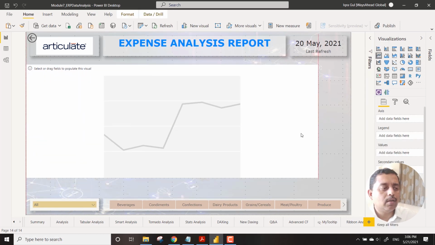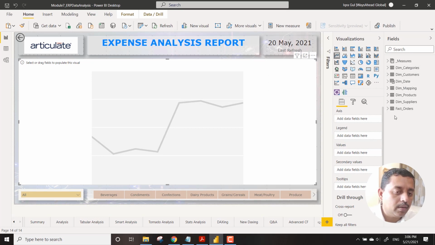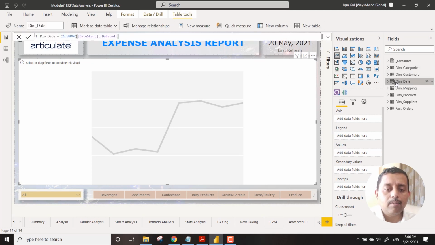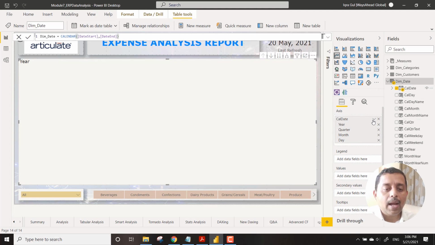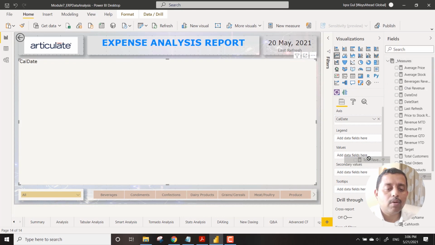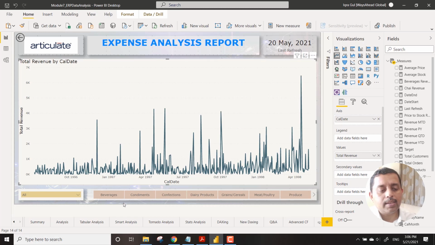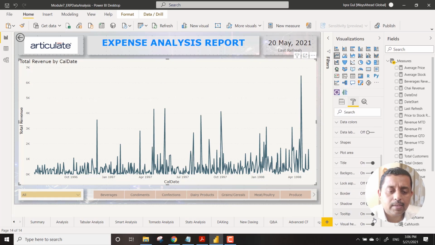Usually we place a line chart, and then what we do is we take in the axis, and we need to have a good number of data points. So we take the cal date, which is a good number, and then we convert it into a date. We don't want the hierarchy. And then we take up the revenue as the value. So we can see that there is good data details over here.